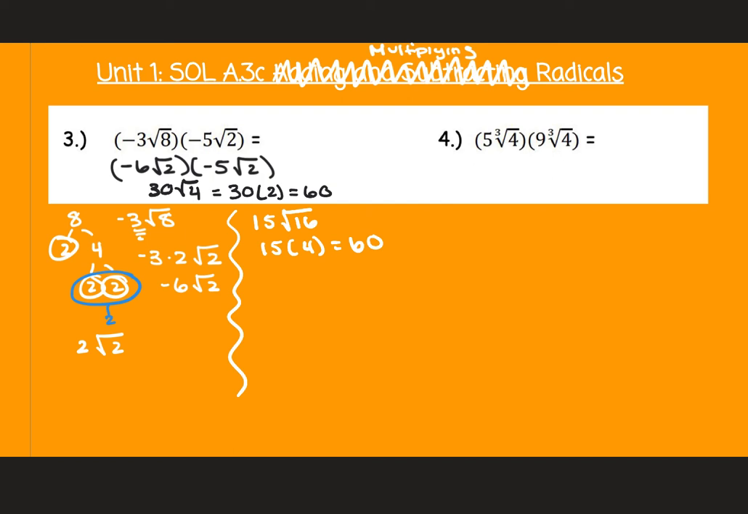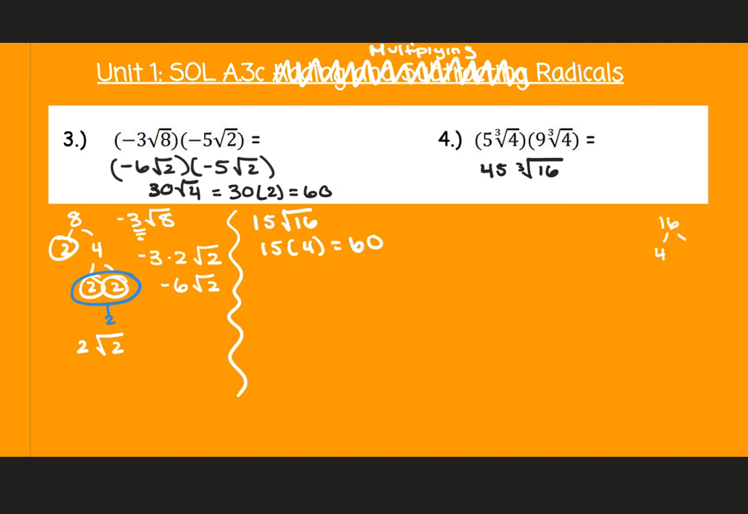All right, so looking here, I have 5 times the cube root of 4 and 9 times the cube root of 4. So 5 times 9 gives me 45. The cube root of 4, I have 4 times 4, which is 16. Let's double check and make sure we cannot simplify that 16 anymore.